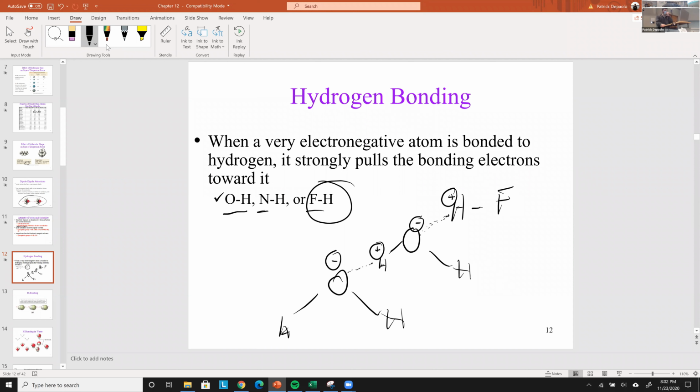And the reason why this is so strong in comparison to normal dipoles is because look at the difference in electronegativity here. HF is huge. Like F is a 4.0.